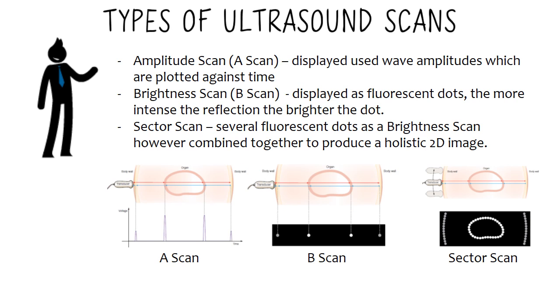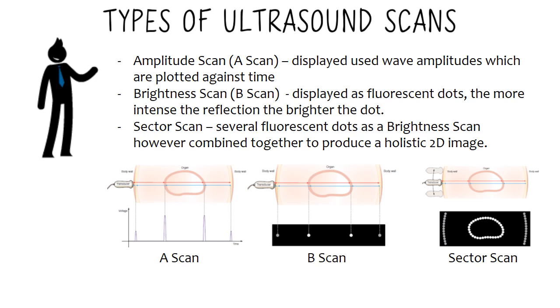Types of ultrasound scans. There are 3 that I'll discuss in this video. However, phase scans are also an ultrasound scan that I have not discussed in this video. However, the 3 are amplitude scan, brightness scan, and a sector scan.